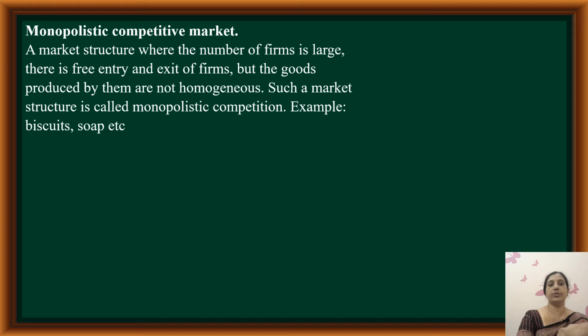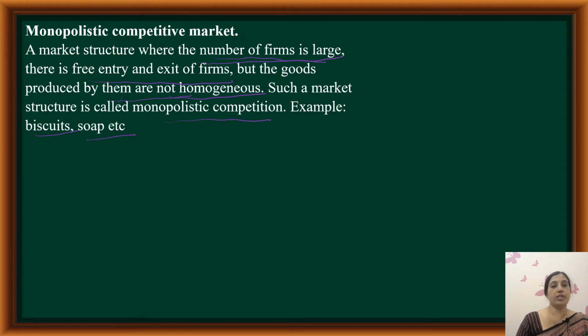So here you can see, dear students, in a market structure where the number of firms is large, as I told, under a monopolistic competitive market, like perfect competition, there will be a large number of firms, and there is free entry and exit of firms. But under perfect competition, firms deal with a homogeneous product, whereas under monopolistic competition, they deal with a heterogeneous product, or products which are differentiated. Good examples of a monopolistic competitive market are biscuits, soap, etc.